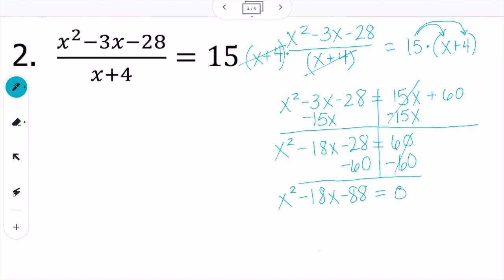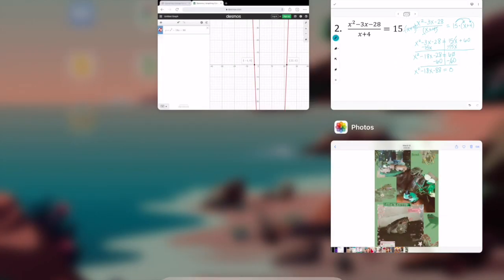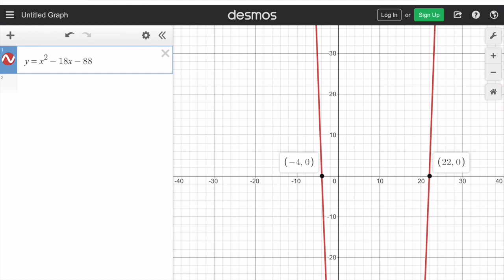Now this is a quadratic equation. We got it equal to 0. So what we're essentially looking for now are the x-intercepts. I did graph this in Desmos. Here it is. And you can see where the x-intercepts are at negative 4 and 22. Those are going to be the solutions.